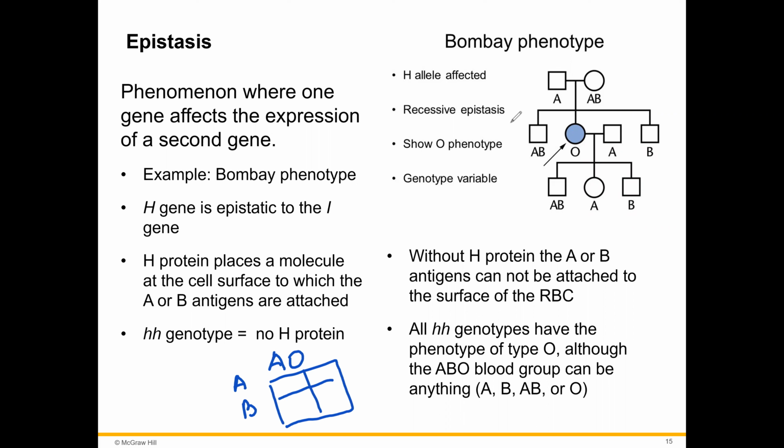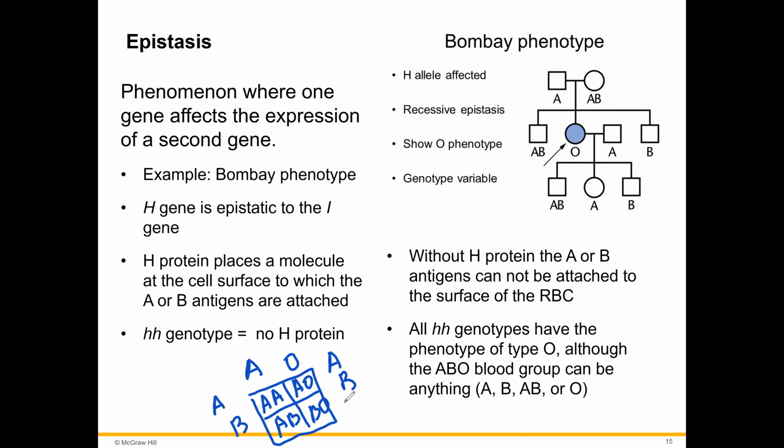So, let me clear it. Mother is AO and father is AB. The Punnett square tells us the child can be AA, AB, AO, and BO, right? Now, AO is A and BO is B. So the child can be type A, the child can be type B, and the child can be type AB, because O is recessive.